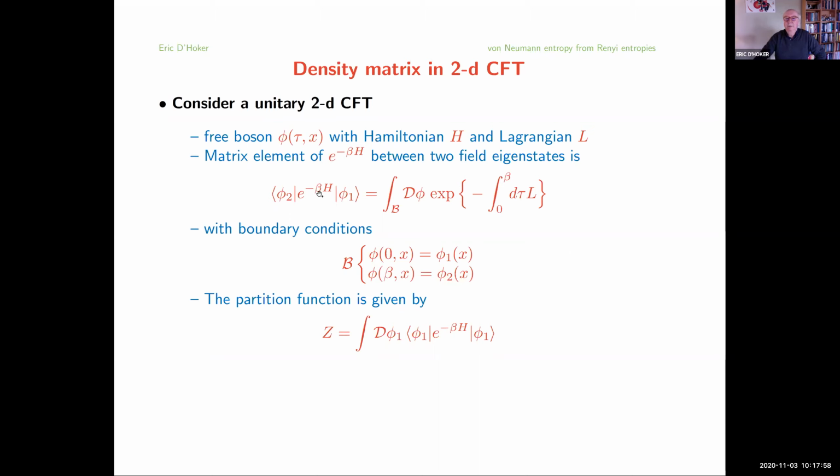So that's analogous to the evolution operator if beta had been imaginary, but here it's of course real. So the partition function, as usual, is given by setting phi1 to phi2, and then functionally integrating over all the functions of x in this combination.